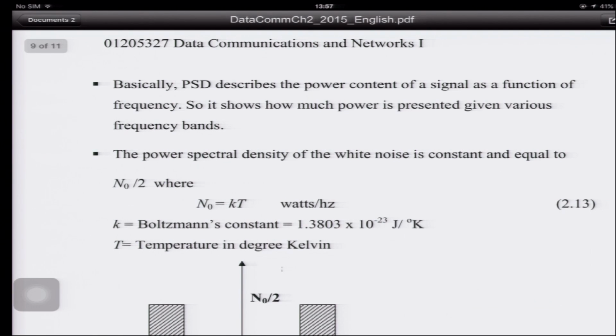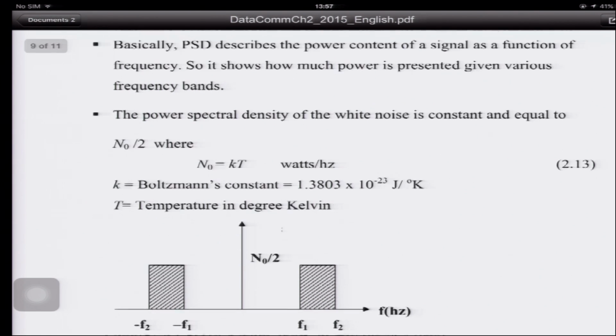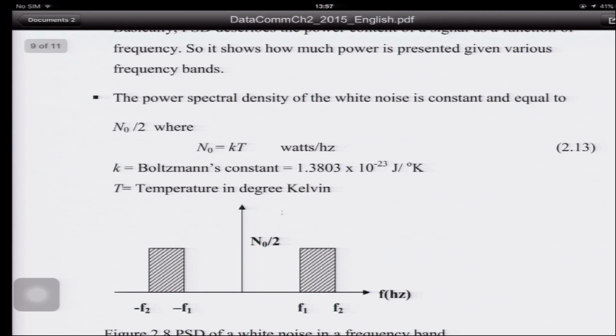Now, what is PSD? PSD describes the power content of a signal as a function of frequency. So it tells how much power is present in various frequency bands. The power spectral density of white noise is constant and equal to N0 over 2, where N0 equals K times T, with the unit of watts per hertz.